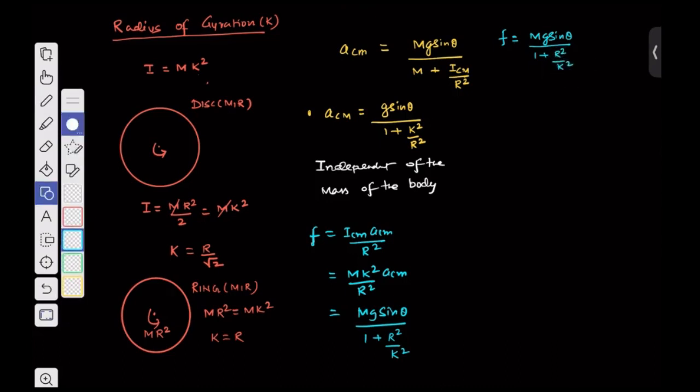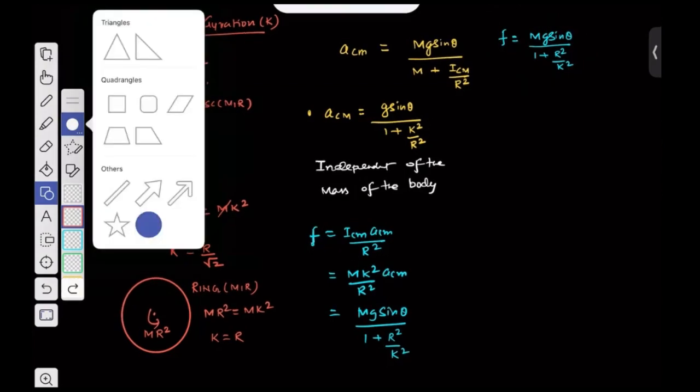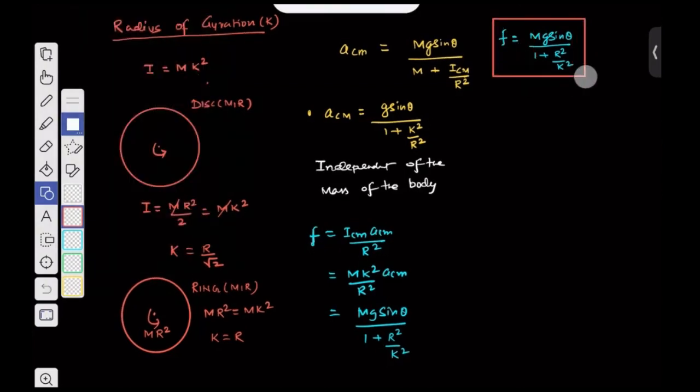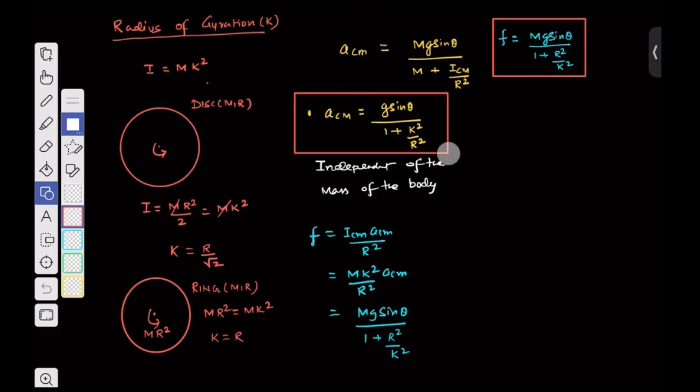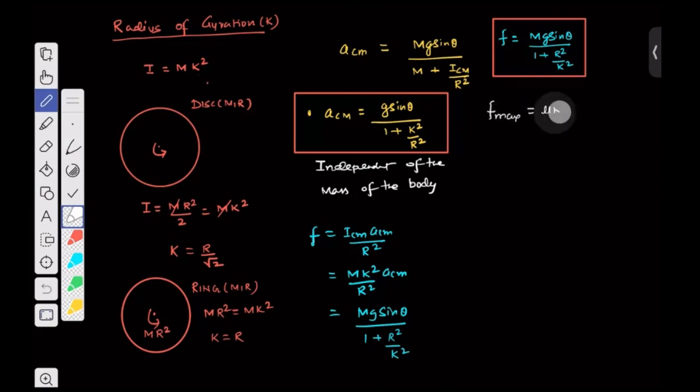So what is this friction force? It is the friction force that we need for this thing to be able to roll without slipping. But there's a limit up to which friction can give us force. The maximum the friction force can become is mu times the normal contact force, which is mg cos theta in this case. And the demand from the friction is to give us mg sin theta by 1 plus r square by k square.